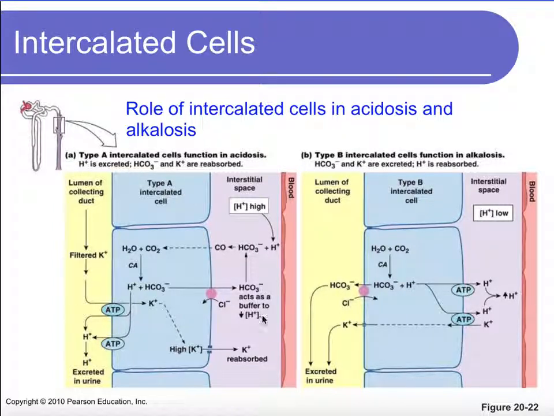So, it looks quite complicated, but all you really need to know is that if you have too many acids, your pH is too low, then the type A cells will excrete the hydrogen ion and keep the bicarb. Exactly what you need it to do. If your body is too basic, you are too alkaline, you have too little acids, then your type B cells will do exactly what you need to do. It will get rid of the buffer, the bicarb, and it will keep the hydrogen ion.